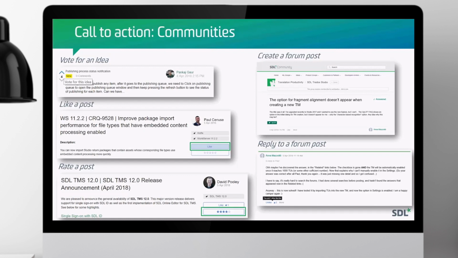So these kind of things, like liking a post or rating a post, these small things really matter. This also will give some insight in what are quality posts and what are the good posts on the community, and that will give some more insight to others that are viewing.